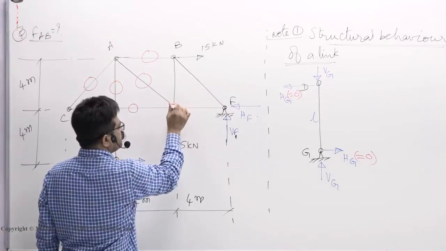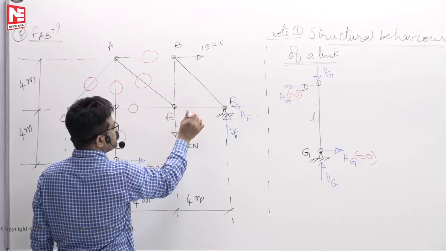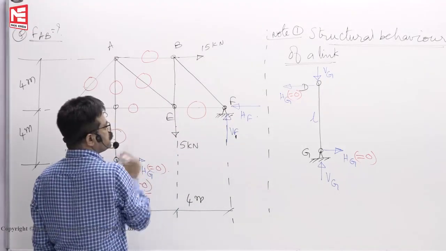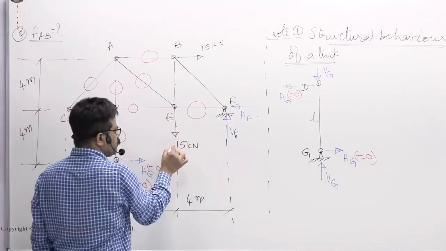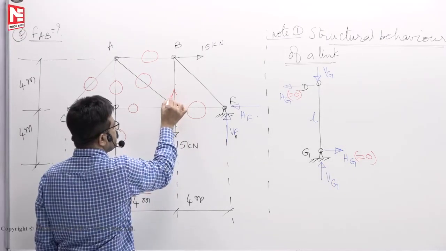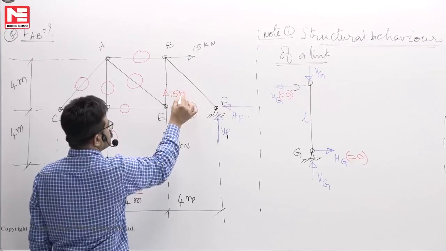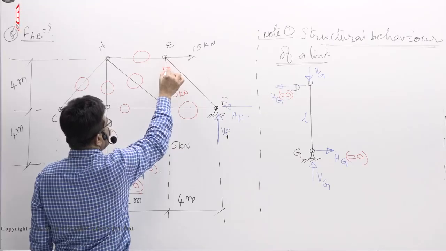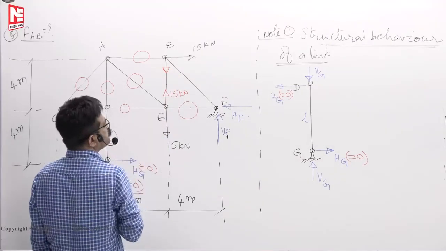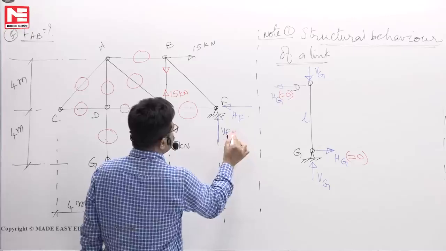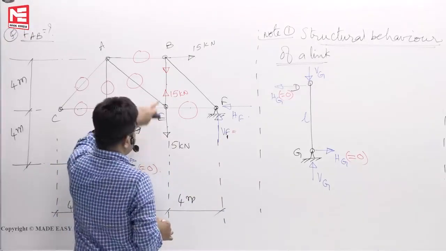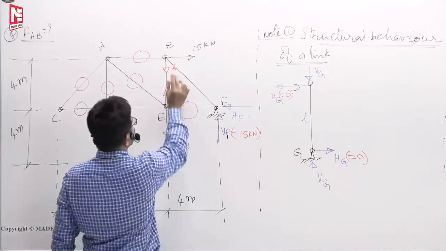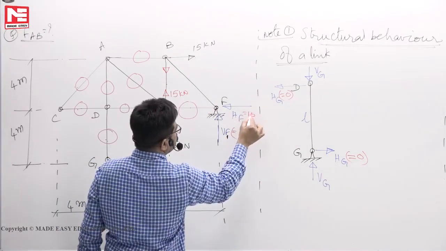Now come to E. 1, 2, 3 members. 2 are in line, so the third must be 0. Over. Next, this is 15 down. To balance it, it should be 15 up. If the arrow is away from the joint, here also it should be away from the joint. Over. Next, come to F. See, in the entire truss, 15 down, so it has to be 15 up. Entire truss 15 right, so it has to be 15 left.